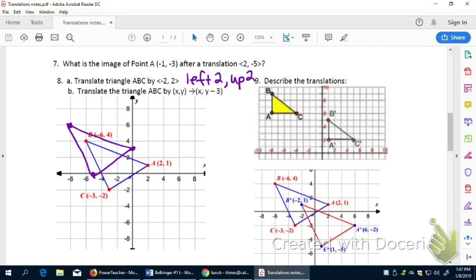Alright, so on B, it says translate the triangle, and then it says x and y minus 3. So we're going to start back on the blue one, and we're going to translate the blue one. Okay, so what does x mean? So I don't move any right and left. Okay, what about the y minus 3? So I'm going to take each of those points and move them down 3, or a block and a half if you want to think of it that way. Because 1 block is 2 and the half is another one. So if I start at B and go a block and a half, I'm going to be in the middle here between 1 and 2.